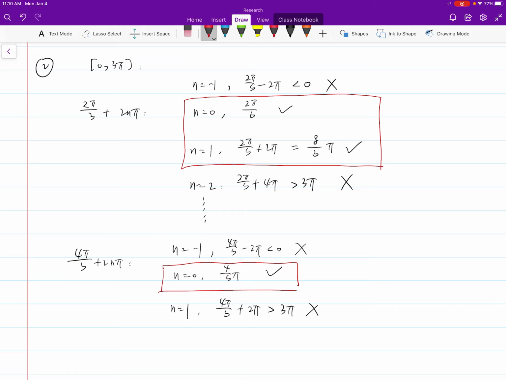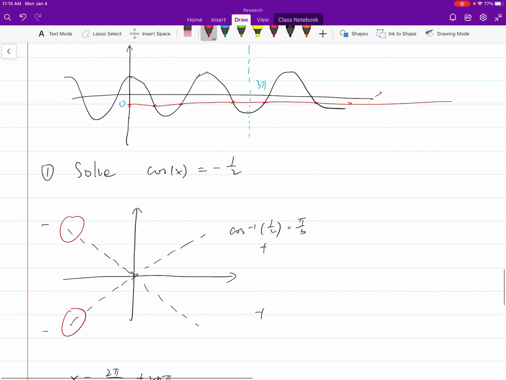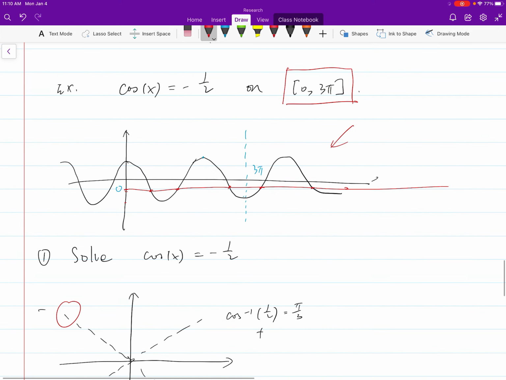According to what we just said, we have 3 possible answers out of the infinitely many in the collection which belong between 0 and 3 pi. Judging by the graph we drew here, because we drew it really accurately, we do only have 3 options. Now we know who they are.